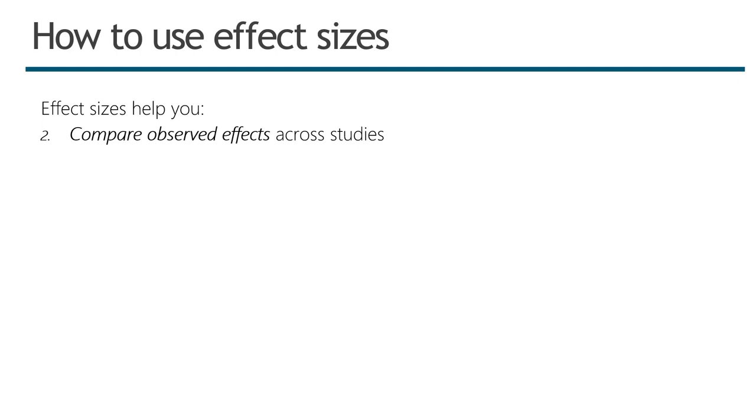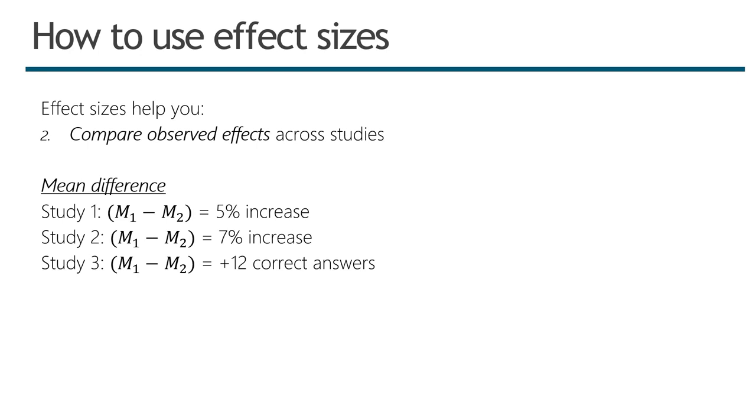Effect sizes also help you compare observed results across studies. While it's possible to compare effects across studies using a mean difference approach, you're quite limited in what you can do. For example, in study 1, an increase of 5% in exam score was found. In study 2, a 7% increase was found. You'd be tempted to say that the 7% increase is better than the 5% increase. And it might be, but that's only true if the two studies are very similar in how they were done and the type of test they were using.